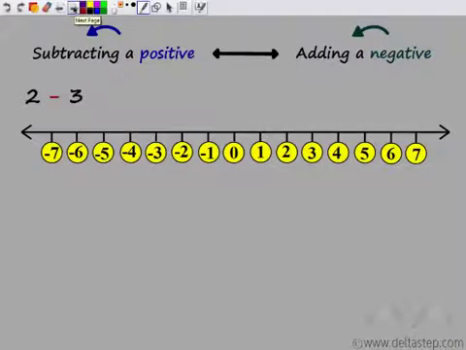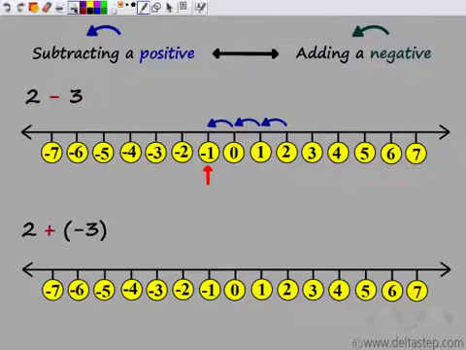So I subtract a positive first. I subtract a positive number 3. 2 minus 3. So what we will do is start from 2 and move 3 backwards. 1, 2, 3. What do I get? Negative 1. Now we'll take these same numbers, but we'll add a negative. Adding a negative. So 2 and 3, we're not subtracting, we're adding. And we're adding a negative. So I make this positive number 3 a negative number. So I make it negative 3.